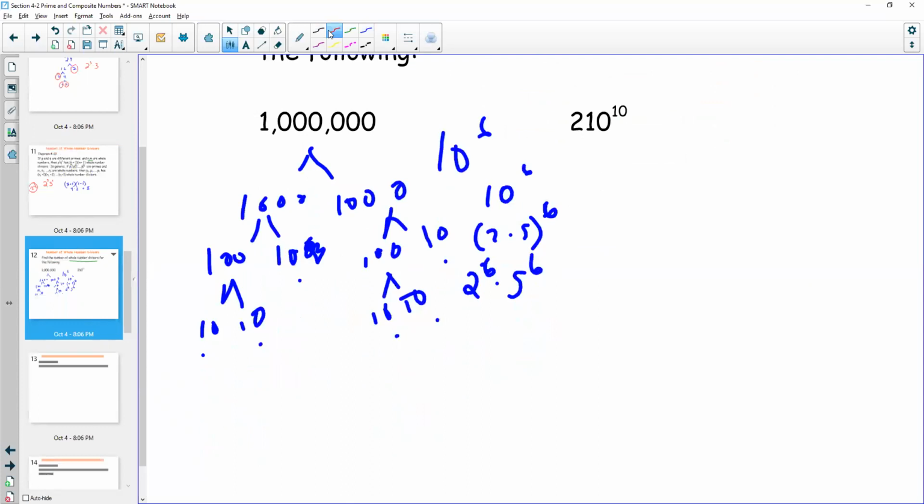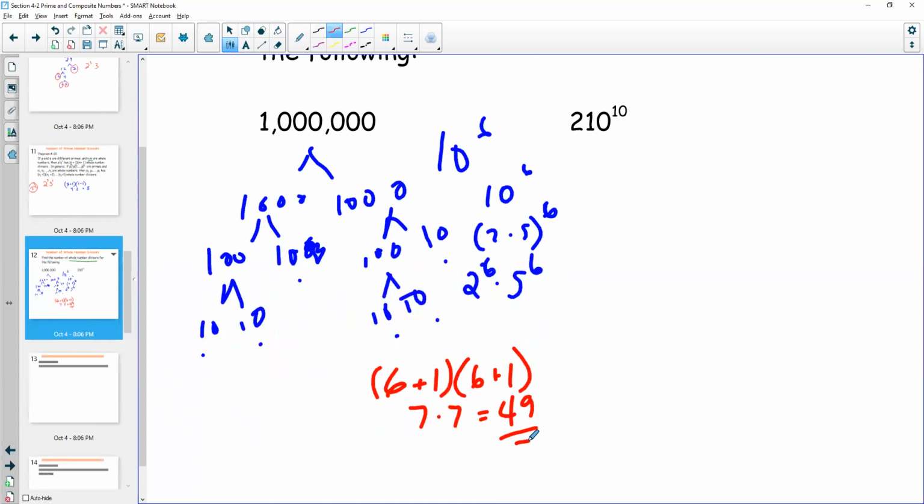So I look at my exponents, 6, and then I add 1 is 7. And I look at the 5, it has 6 and 1 is 7. 7 times 7 is 49. So the number, a million, has 49 whole number divisors. There are 49 numbers that divide into a million evenly. Huh. All right, so let's look at 210 to the 10th.